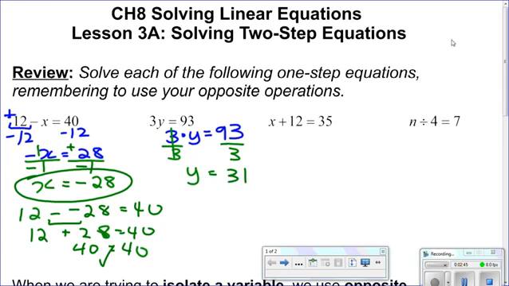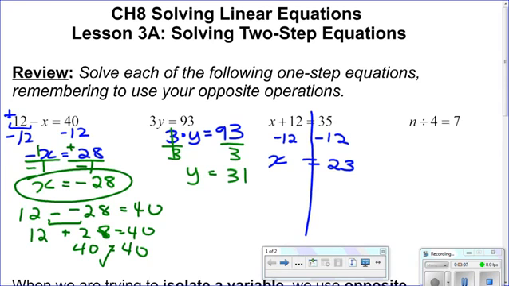Next one, we have x plus 12 equals 35. So x is our variable. It's being added by 12. To isolate it, we need to do the opposite. And whatever we do on one side, we're going to do the same on the other. So then we get x plus 0 equals 35 take away 12, which is 23.